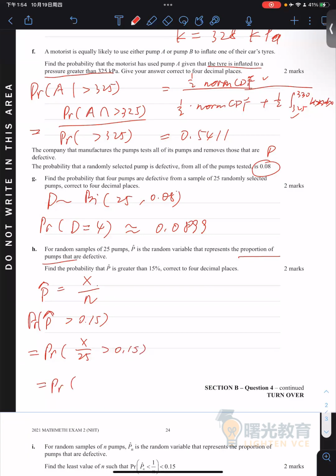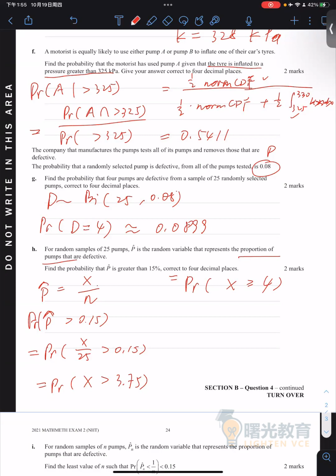And we can multiply both sides by 25. X would be greater than what? Greater than 3.75. However, the binomial distribution is discrete. The number has to be a natural number or 0. So x cannot be a fraction or decimal, it has to be a whole number. What is the minimum whole number greater than 3.75? That is 4. Okay, so the probability x is greater than or equal to 4.